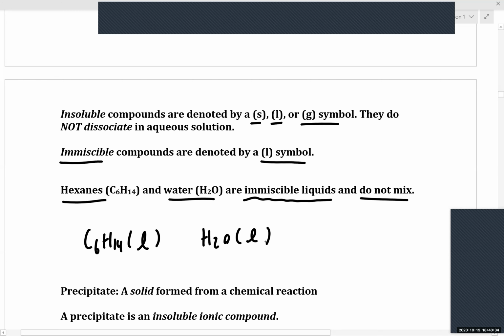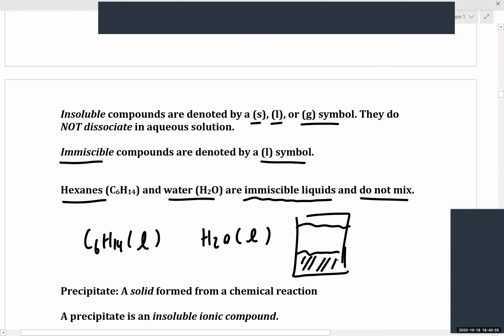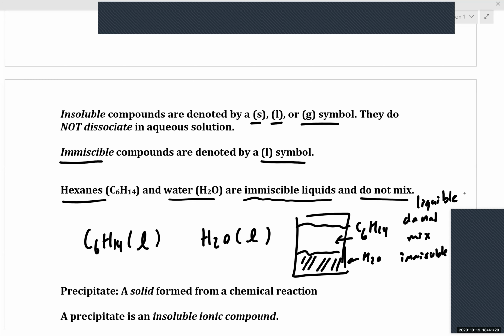What does immiscible mean? Immiscible means that the two liquids do not mix to form a homogeneous solution. So if we think about the classic analogy of oil and water, if we try and mix oil and water, we know that our water and our hexanes, which is very much like oil, do not mix. These two liquids are immiscible. Miscible or immiscible is telling us whether or not a set of liquids will mix to form a homogeneous solution. Does that make sense? Yes. Perfect.